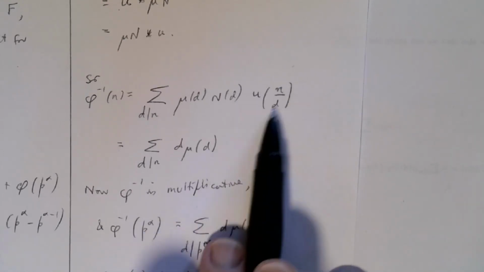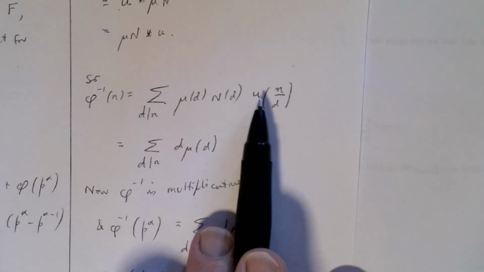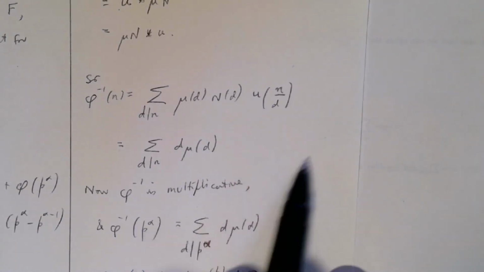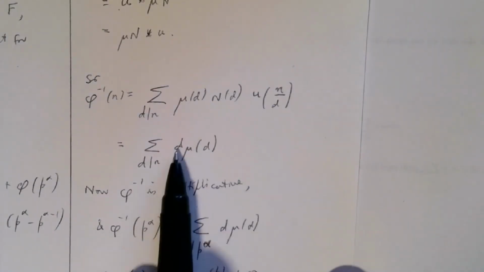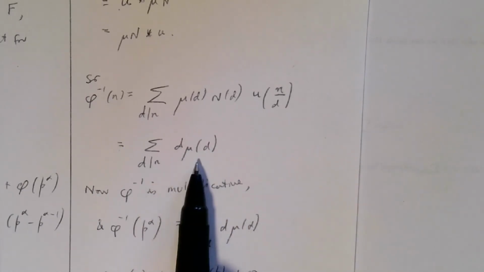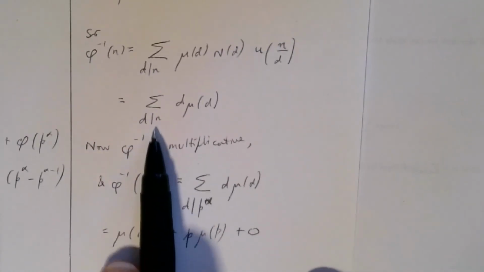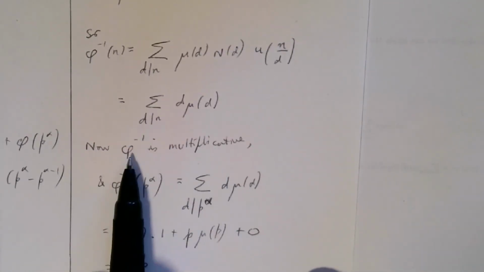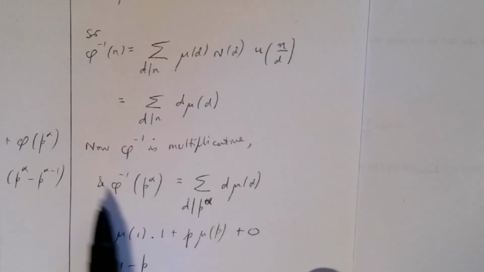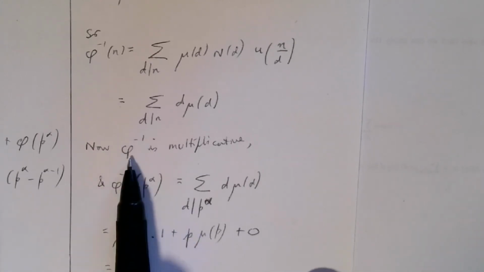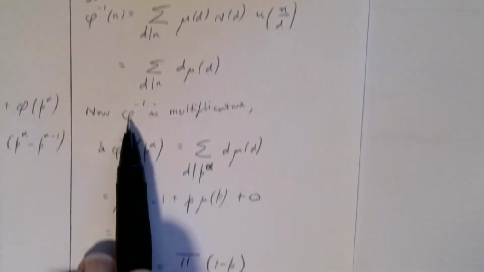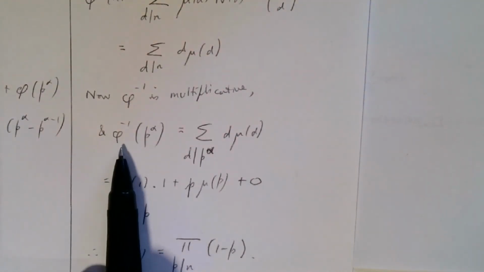Now u, remember, is just the unit, so it sends everything to 1, so that's just 1. And N of d is just d, so this sum collapses down to d times mu of d, summing over the divisors. Now this phi inverse is multiplicative, and so we only need to evaluate phi inverse at prime powers. So we can do that.